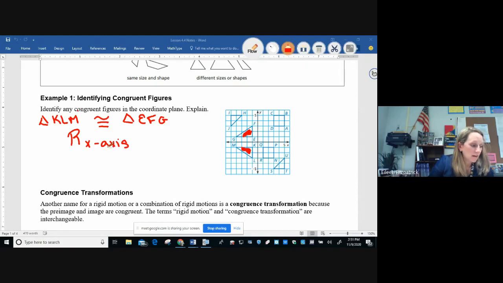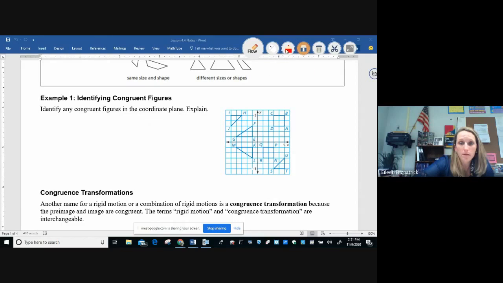Right? Let's see if we can come up with another example of two figures that are congruent to each other. Let me erase what I have here. Let's now look at triangle STU and triangle HIJ. So triangle STU, that's this triangle here, and triangle HIJ, this triangle here.